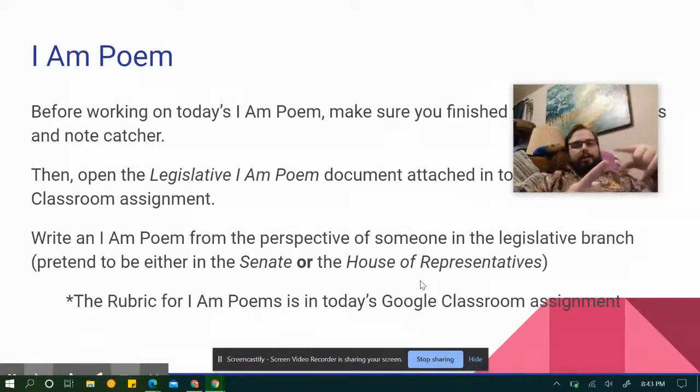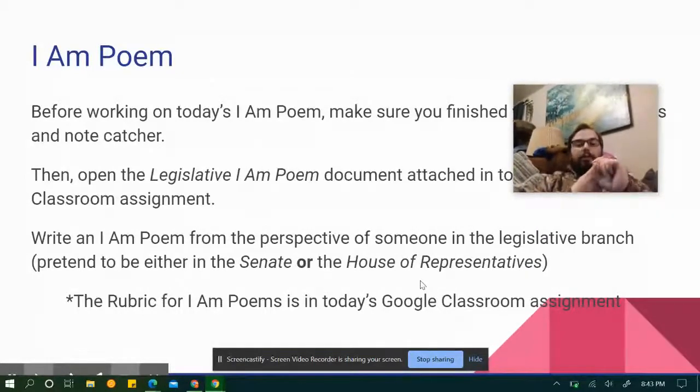Okay. So, like, if you tell me the legislative branch has the power to murder everyone, that's wrong. They do not. Okay. If you tell me they have the ability to review laws, hint, they don't. That's a judicial power. That's wrong. Okay, so that's not accurate. That'll hurt your score on the rubric. Okay, that's part 1. Part 2 is how unique is your perspective on the I am poem.